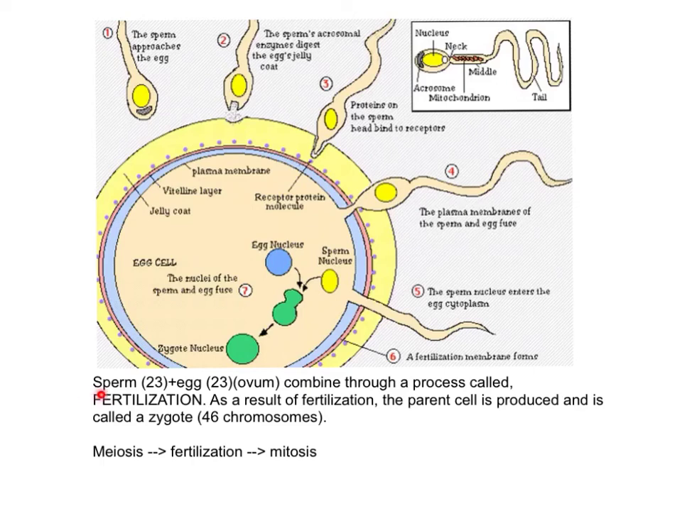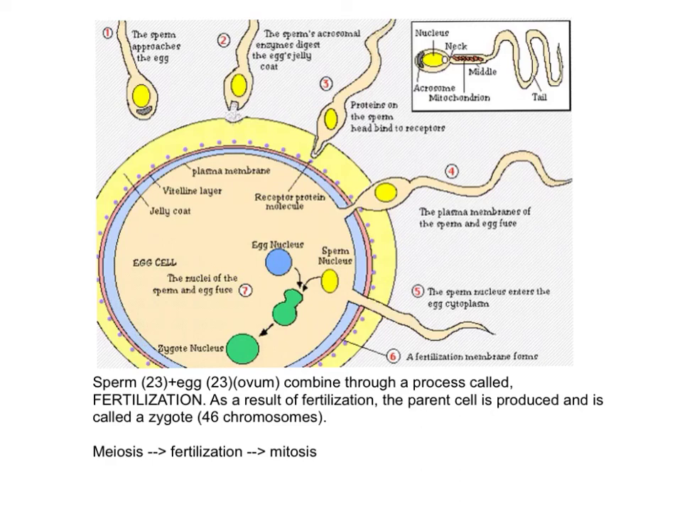So what they say is that sperm, which has 23 chromosomes, combines with the egg or the ovum, which has 23, through a process called fertilization. So fertilization is when the 2 nuclei are actually combining to form 1. As a result of this fertilization, the parent cell is then produced, and that parent cell is called a zygote.